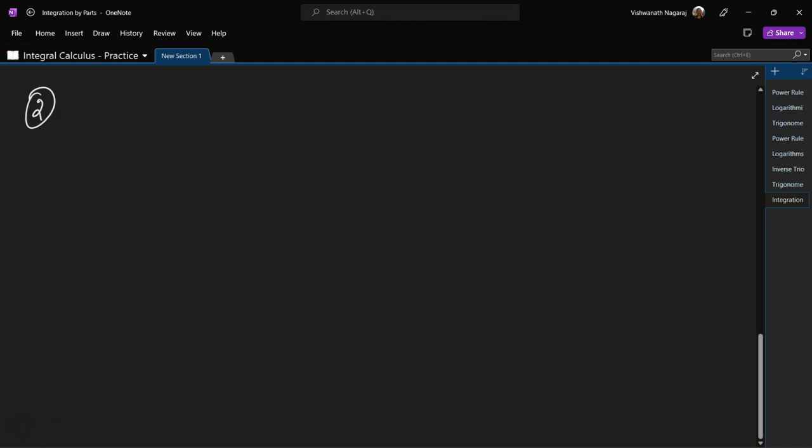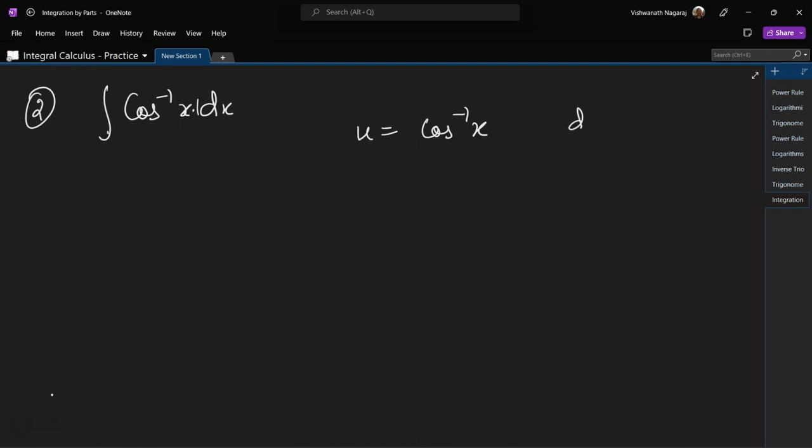Let's look at the second one. Integral of cos inverse of x dx. Again, what we'll do is we will say times 1, so that we have two functions. So here u is equal to cos inverse of x, dv is equal to 1 dx. If we integrate both the sides, we get v is equal to x. du would be minus 1 by square root of 1 minus x square dx. Okay, we have all the parts in place.